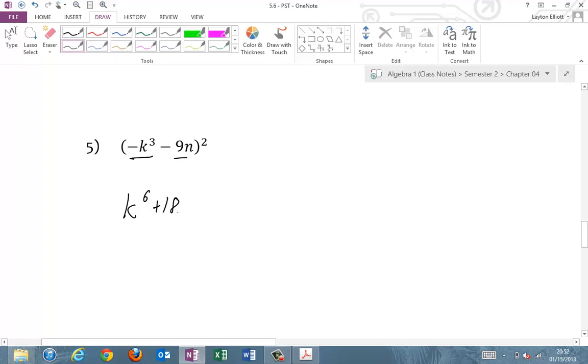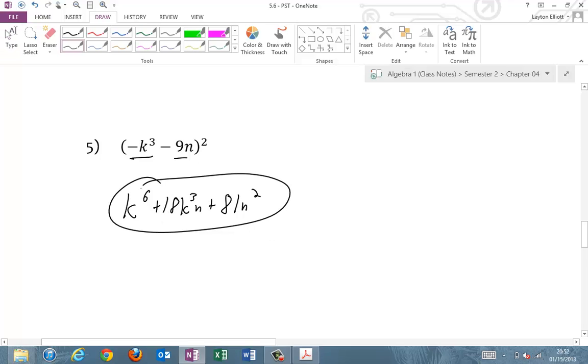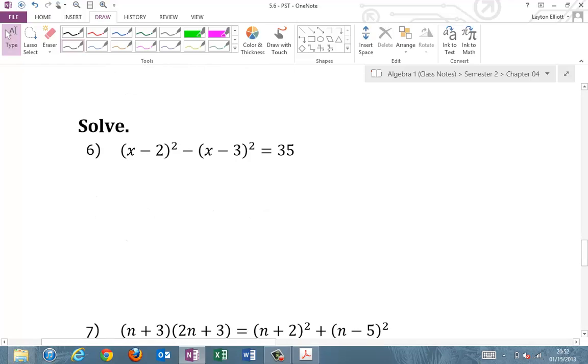I always like to deal with the constants first and then worry about the variables. So then we have k cubed and n, those are being multiplied. And then plus, because a negative times a negative is a positive, 9 times 9 is 81, n to the 2nd. When we talk about descending and ascending order, here the k's are descending and the n's are ascending. Perfect.